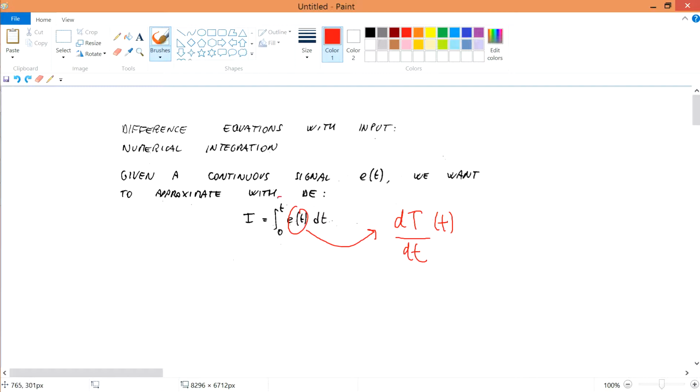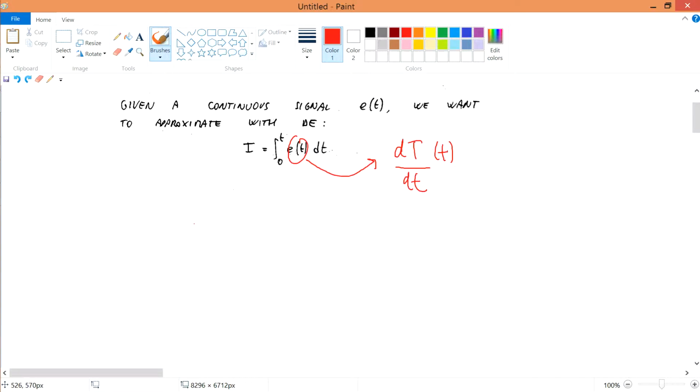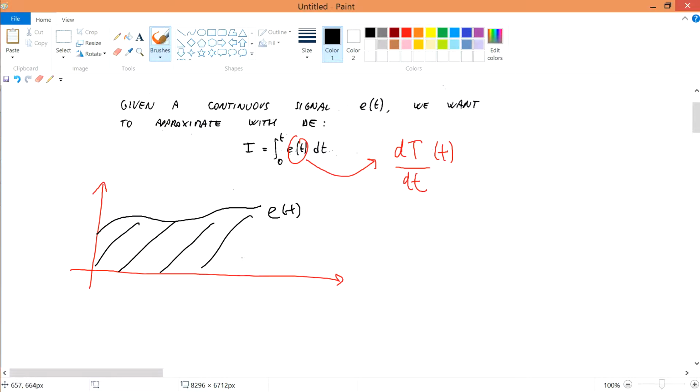If you were to integrate the function, you'll get the area under the curve. To be more exact, your e(t) is this particular curvature, and the area under the curve is this one, correct? And we can actually rewrite our e(t) as dt over dt. So what do I mean by this?